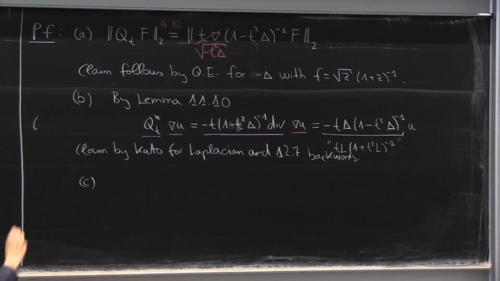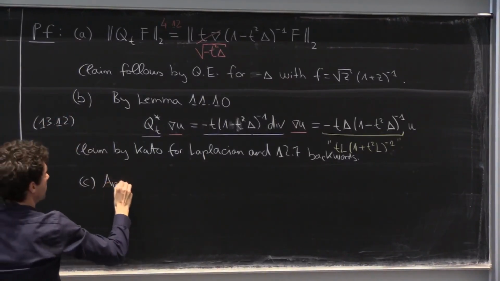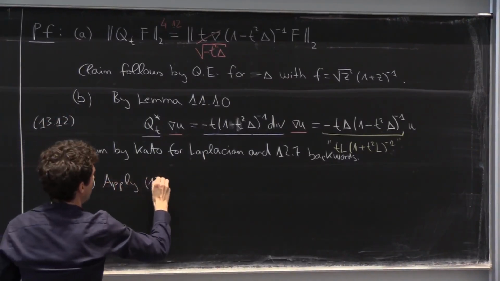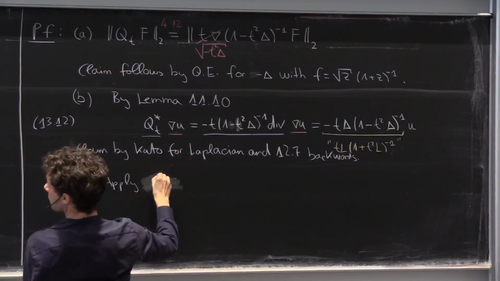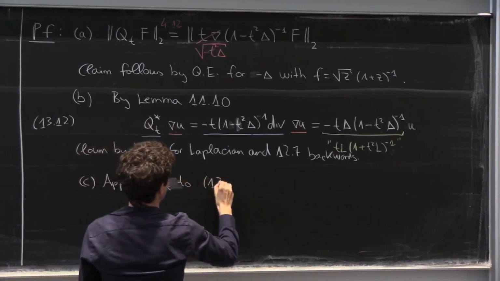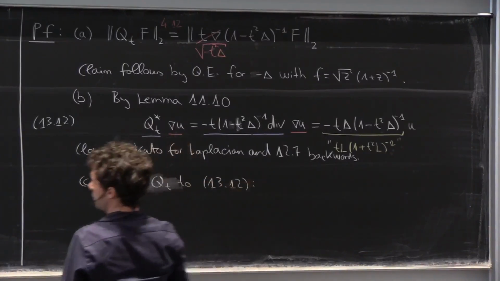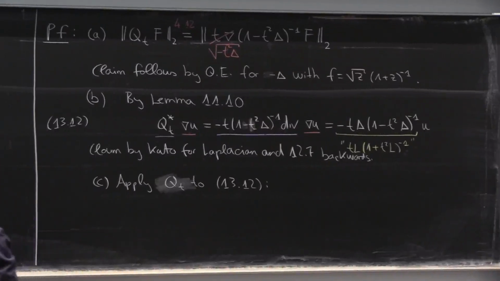So this was supposed to be what? 1312. So I'll apply 1312, apply qt to 1312, because in the reproducing formula I want to have qt star grad of u. Qt star grad of u I already know how to compute. I just apply a gradient and a resolvent.